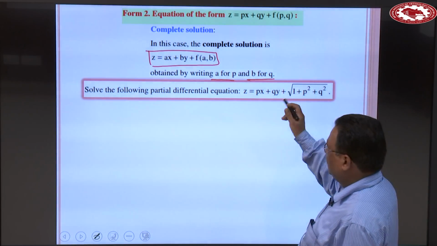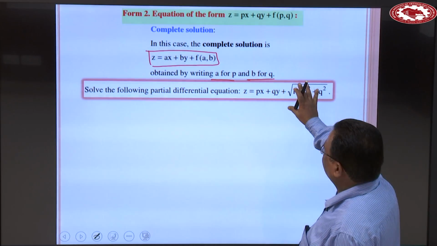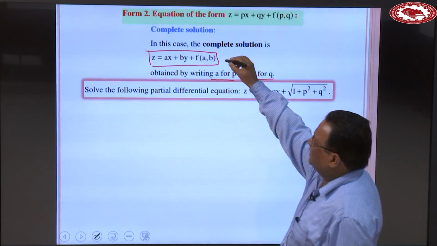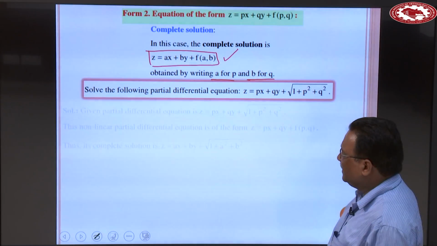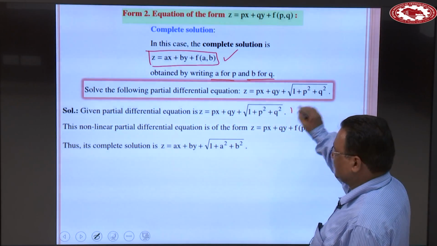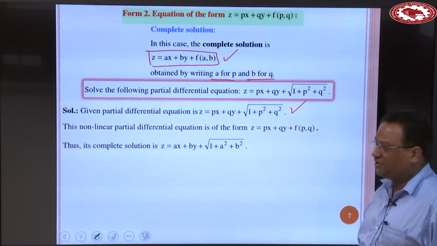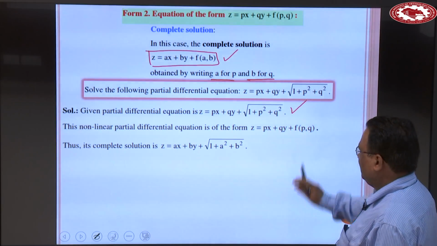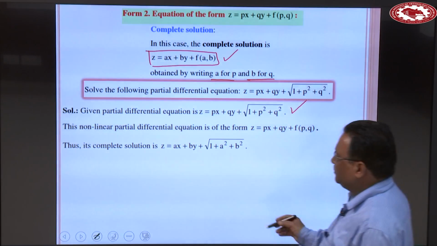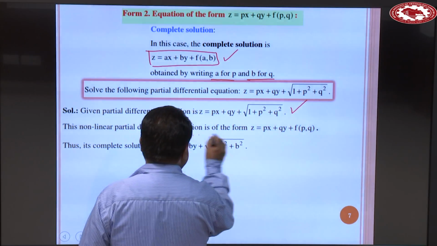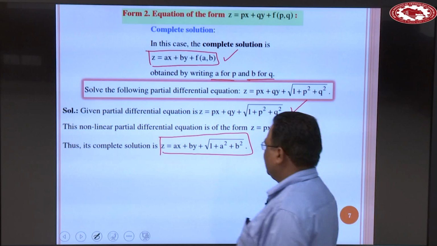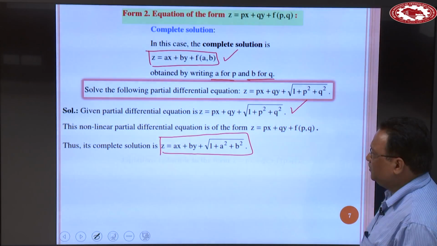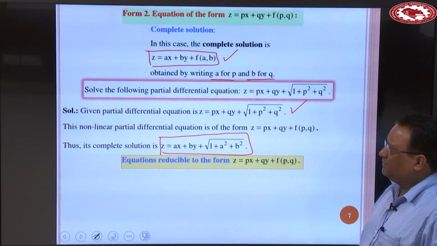So if we compare this differential equation with this standard form, then you can solve by using this result. Given partial differential equation is this, and this one is a non-linear partial differential equation of first order, where z is equal to px plus qy plus function of pq. Then its complete solution is z is equal to ax plus by plus under root 1 plus a square plus b square. That one is the solution of this partial differential equation.